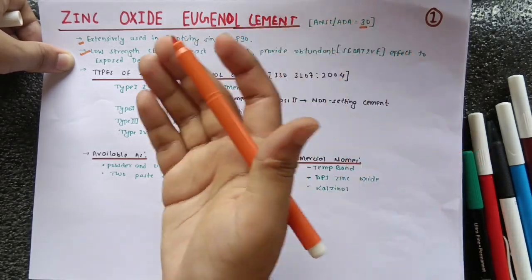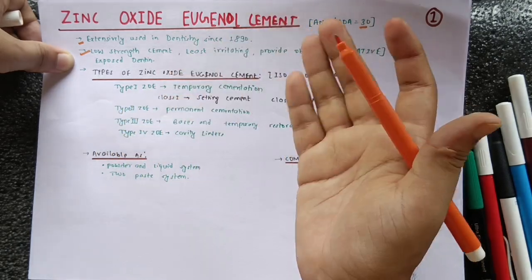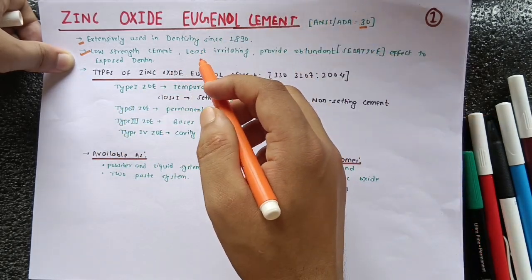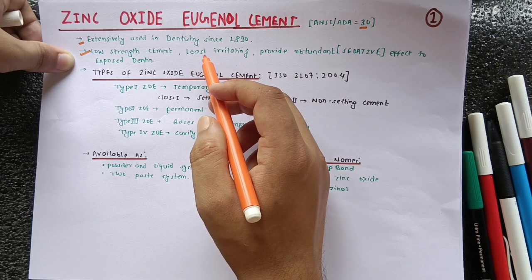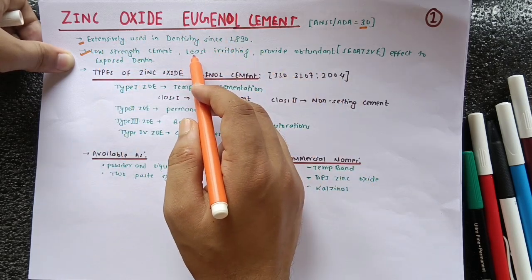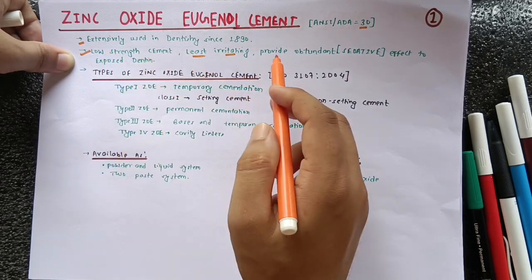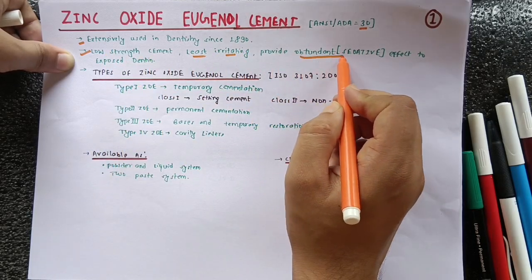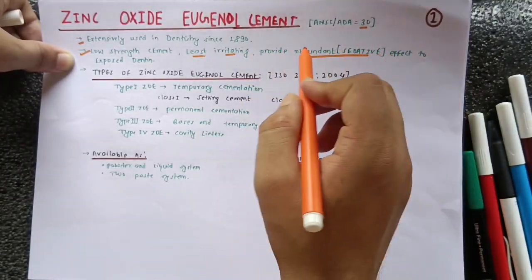Unlike silicate cement, which as we discussed was highly acidic and caused extreme irritation to the pulp, zinc oxide eugenol cement is least irritating. So we should remember this. Also remember it is a low strength cement, and it provides the obtundant or sedative effect, a soothing effect. This is the most important point in this chapter.